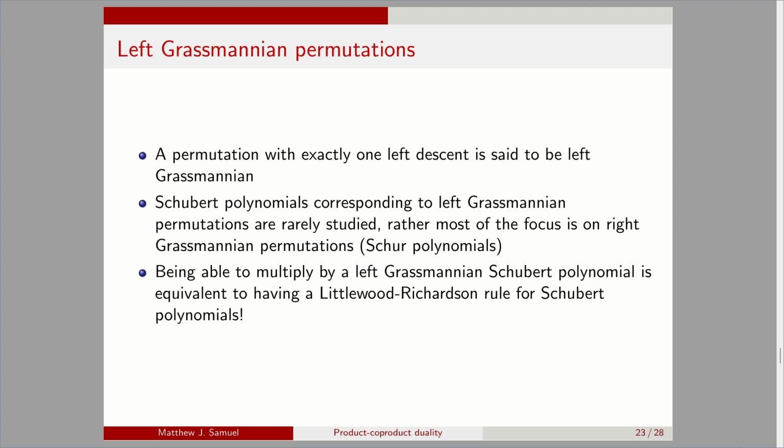So we'll talk about left Grassmannian permutations. A permutation with exactly one left descent is said to be left Grassmannian. Schubert polynomials corresponding to left Grassmannian permutations are very rarely studied. The focus is mostly on right Grassmannian permutations, which give you symmetric polynomials that are called Schur polynomials. However, being able to multiply by a left Grassmannian Schubert polynomial is equivalent to having a little Richardson rule for Schubert polynomials. So I'll show you that now.